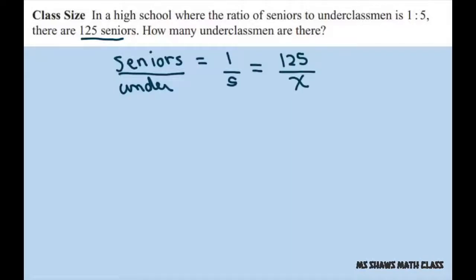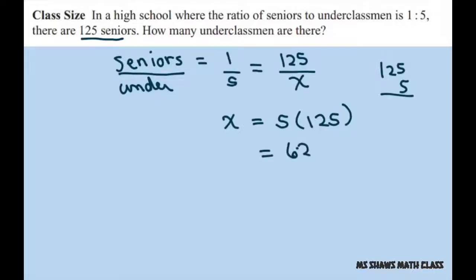So that's your unknown. So do you see how I kept my seniors in the numerator and my underclassmen in the denominator? Now cross multiply and you get x equals 5 times 125. That's going to give you, let's see, 4 times 125 is 500, so that's going to be 625. So that's how many underclassmen there are.